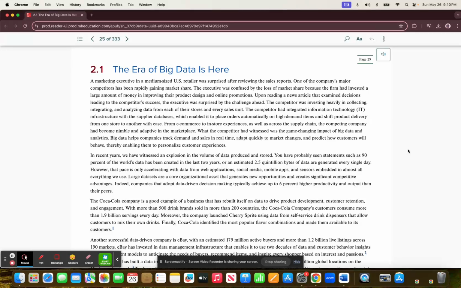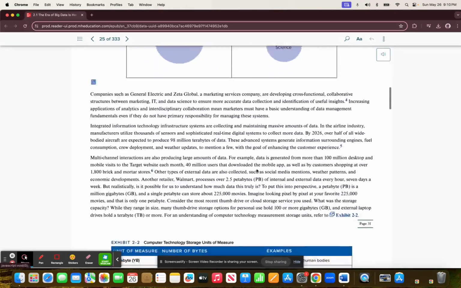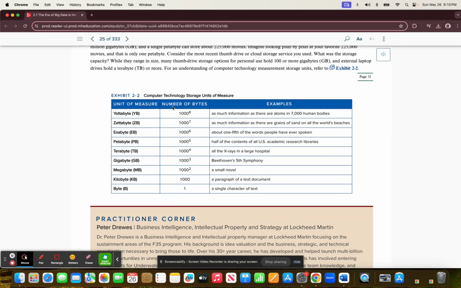Now, big data, that's a relative term. And in our textbook, there's a section on the computer technology storage units of measure. So there's byte, kilobyte, megabyte, gigabyte, and so on. And I don't think I've ever really thought about these other sizes beyond terabyte. It's not part of my regular vocabulary, right? But we have these terms measuring the size of data.